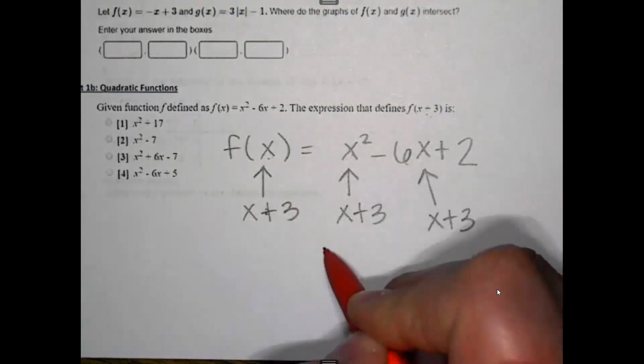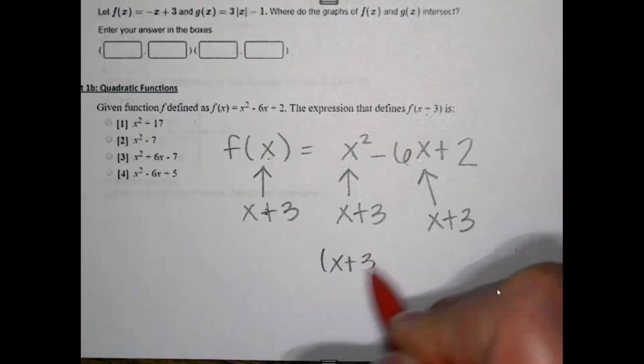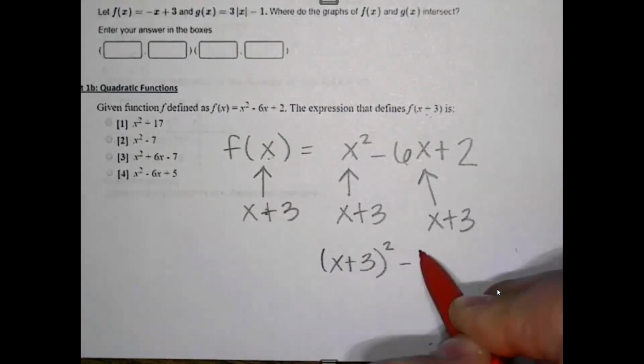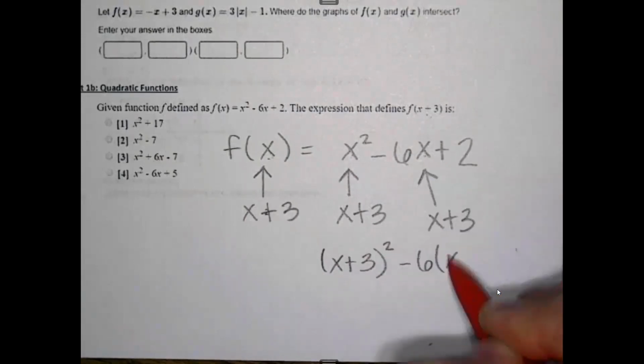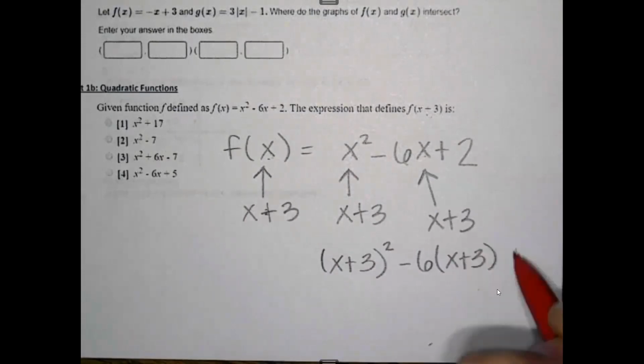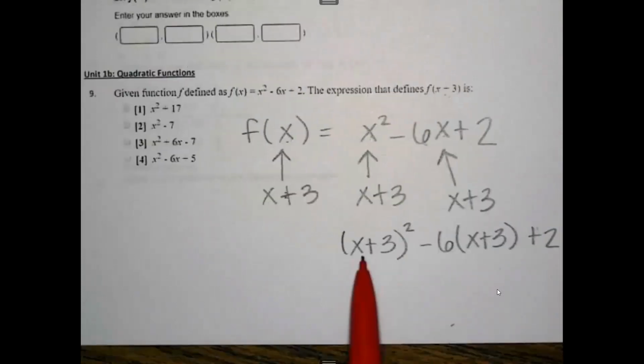So I'm going to say (x + 3)² - 6(x + 3) + 2. And I'm going to stop there. I'm not going to do any math. What I'm going to do is graph this.